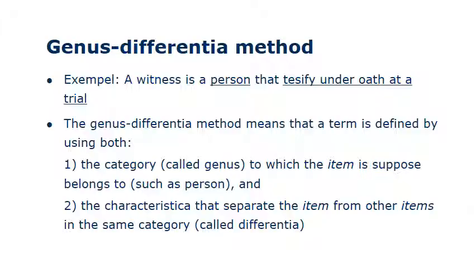So the genus differentia method specifies that you should first specify the category to which the item is supposed to belong. In this case, it was the person. And then in the next part, you should also specify what is characteristic for that item compared to other items in the same category.